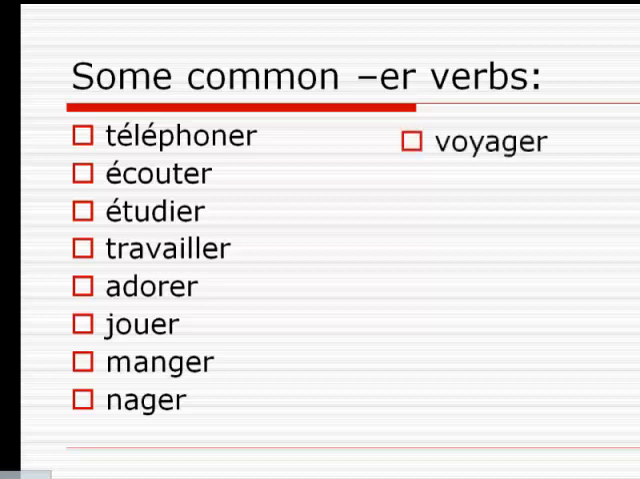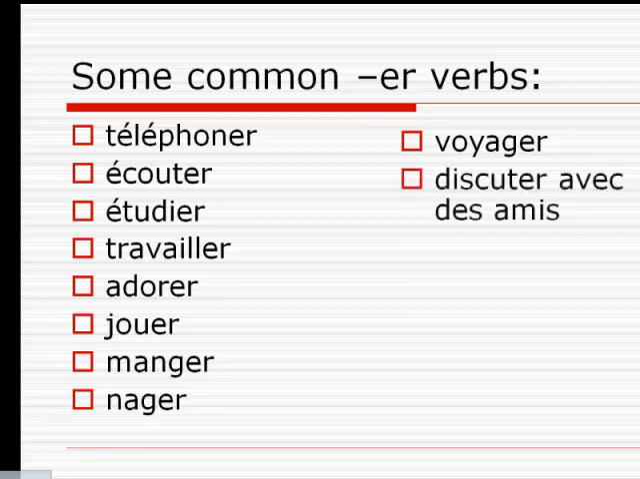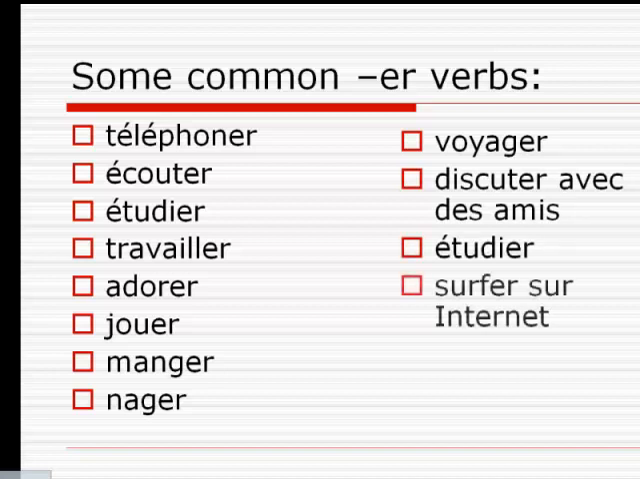Voyager, to travel. And before I go into the next one, I think it's important to note that since nager and voyager also end in a G before the ER, you'll do the same thing that you would do with manger, where you add the E before the O and S. So put a little star in your notes by nager and voyager to help you remember to add that E in the nous form. We also learned discuter avec des amis, to chat with friends, and étudier again. I guess I wanted to stress that one. And lastly, surfer sur internet.